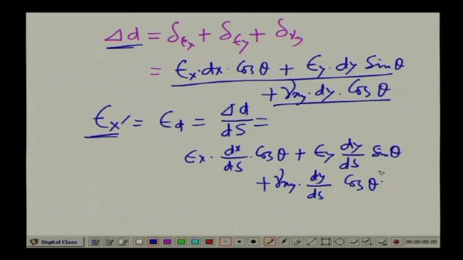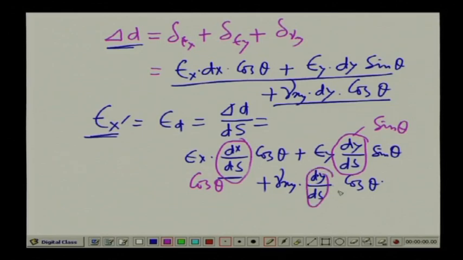Now, if we look into the diagram from which we have evaluated this extension, dx by ds is cos theta, and dy by ds is nothing but sin theta.